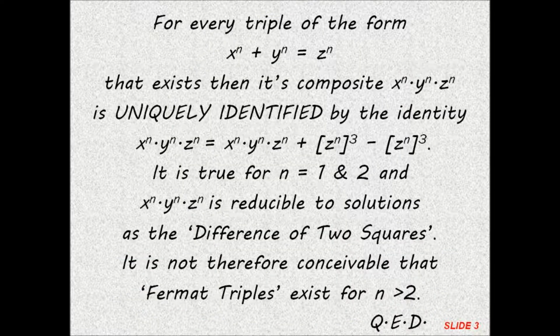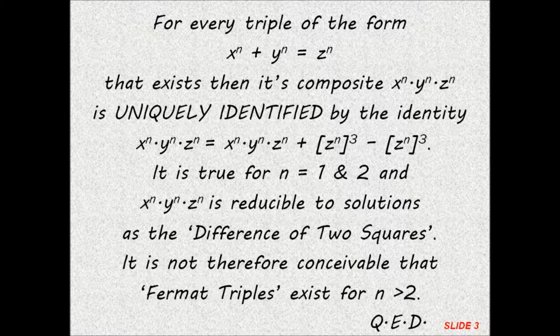For every triple of the form x^n plus y^n equals z^n that exists, then its composite x^n times y^n times z^n is uniquely identified by the identity x^n times y^n times z^n equals x^n times y^n times z^n plus z^n cubed minus z^n cubed.